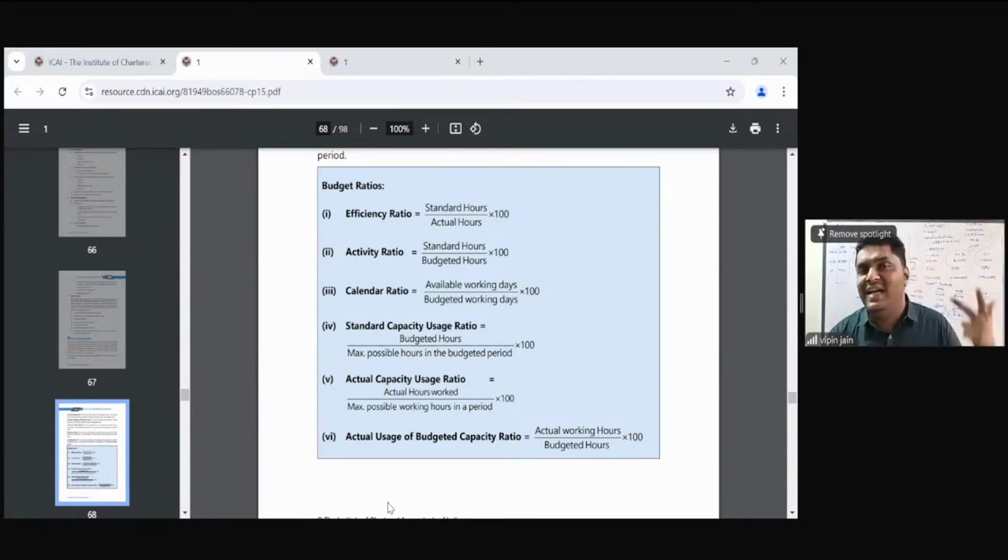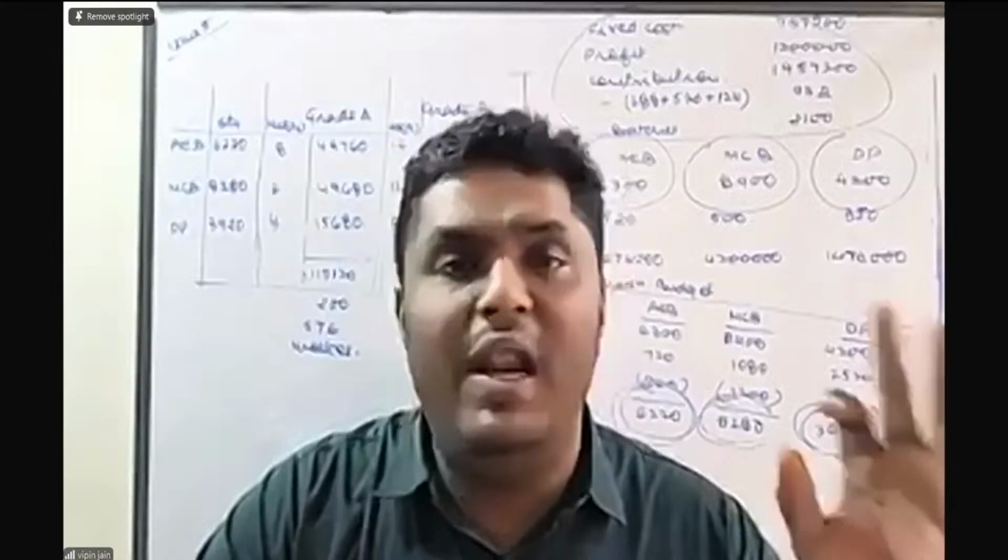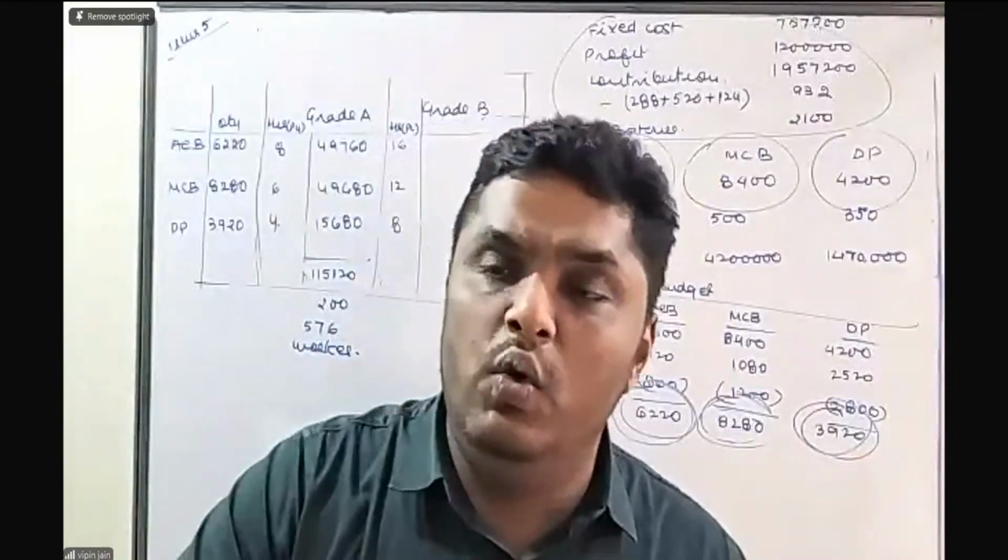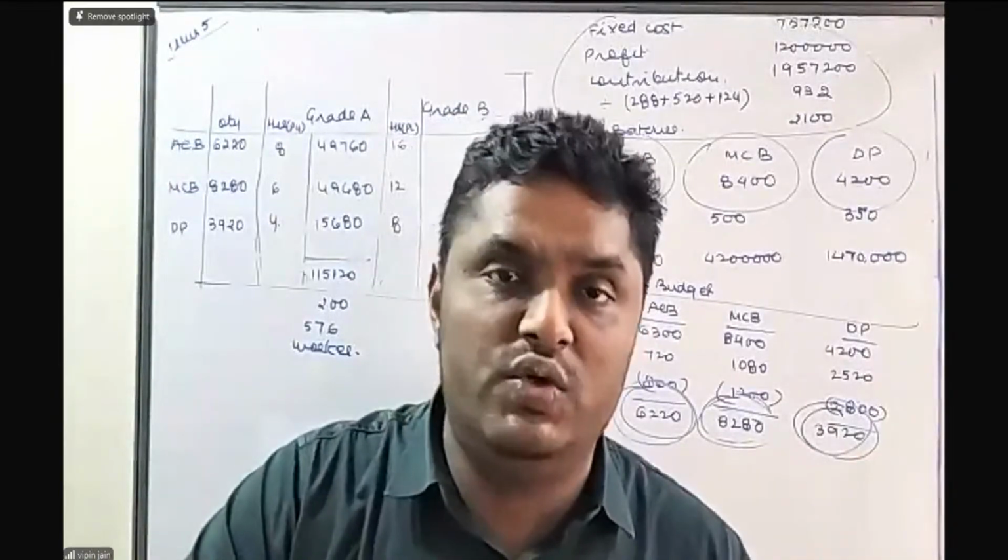So you have to simply apply the formula and solve the question. But as I said, there are no formulas in costing. It's not the formula, it's just the logic of how you will calculate efficiency, activity, capacity, productivity, whatever it is. Anyway, these ratios are very important. Examiners do ask questions on these ratios also.